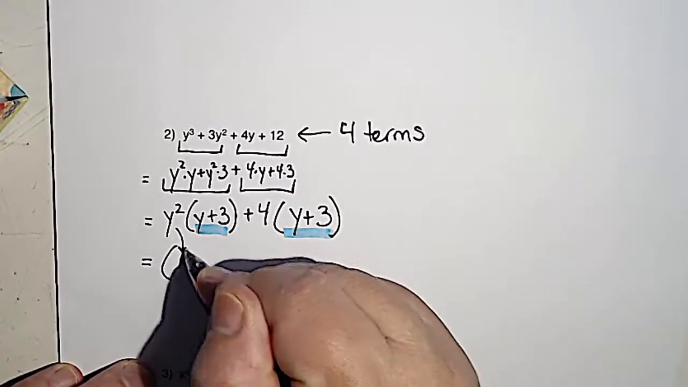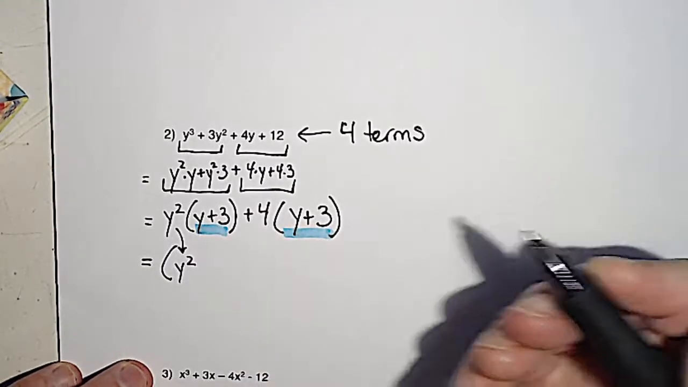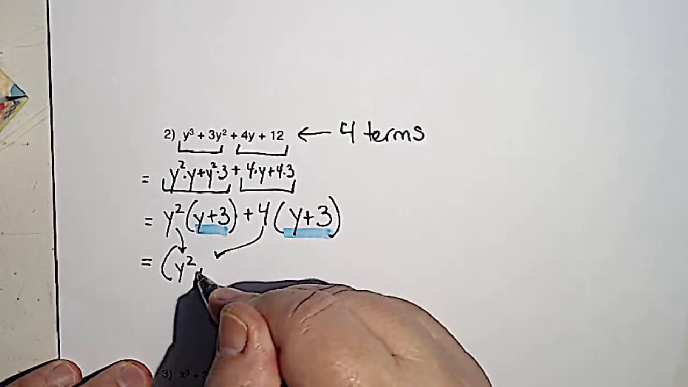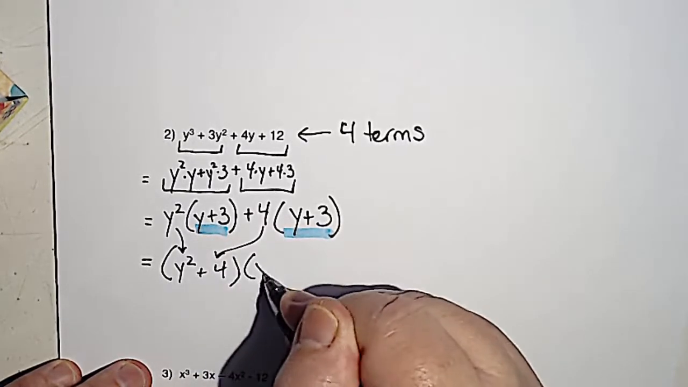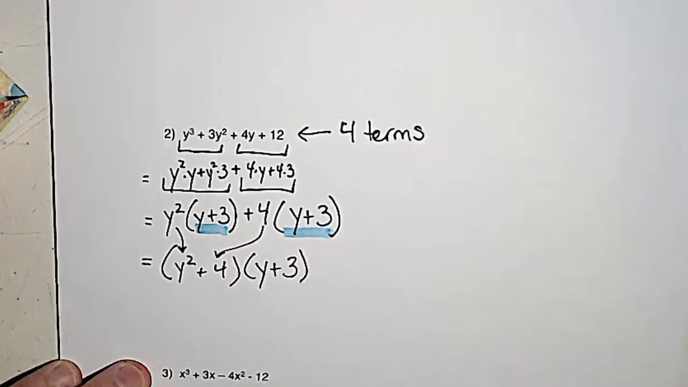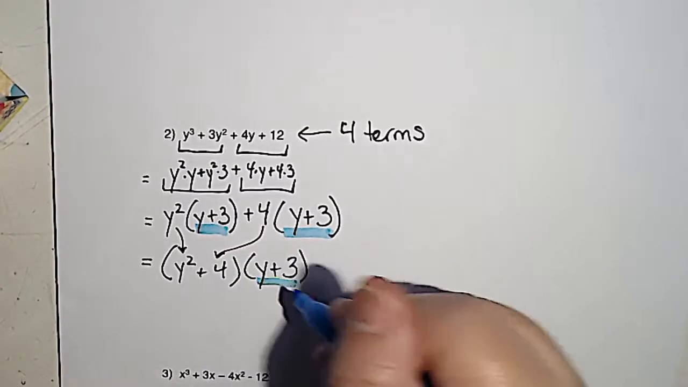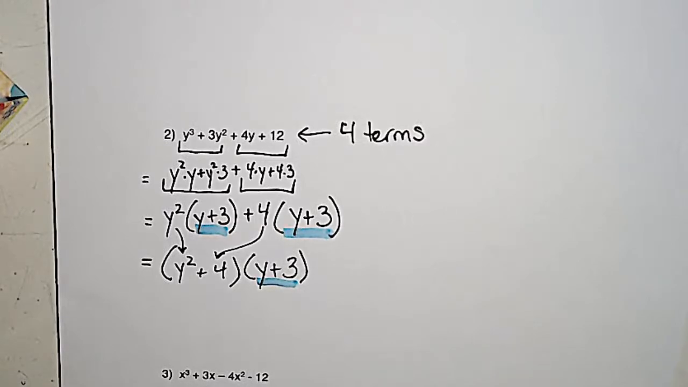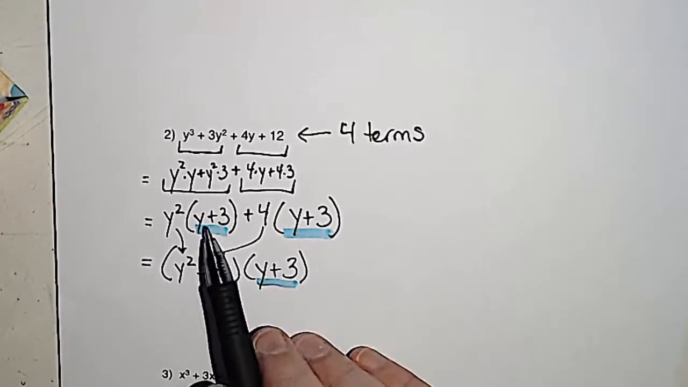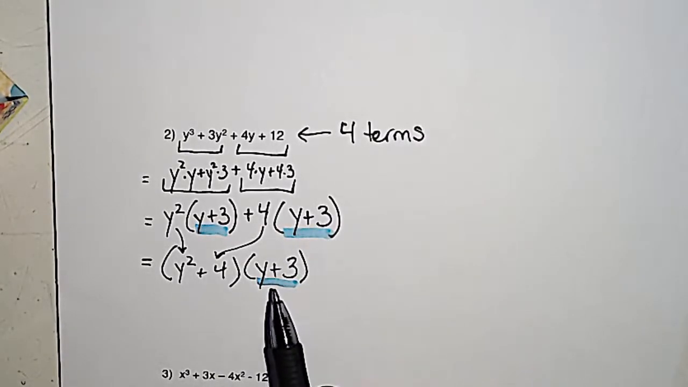The y squared comes here, just like above, and the plus 4 comes here, and then I write the y plus 3. And it's at this point that usually someone in the class says, wait a minute, hold your horses. In this line, we got 2 of these, and in this line, we've got 1. And the answer is yes.